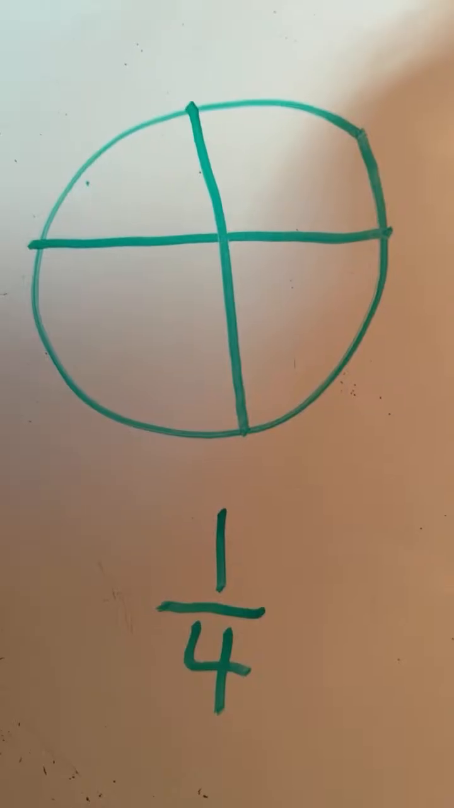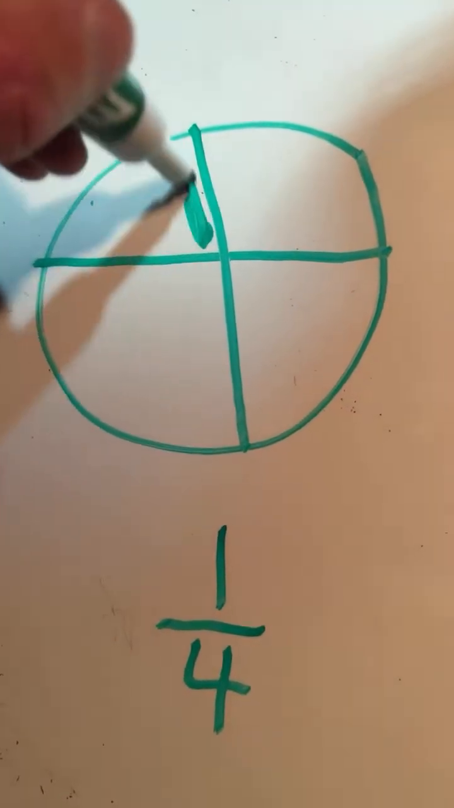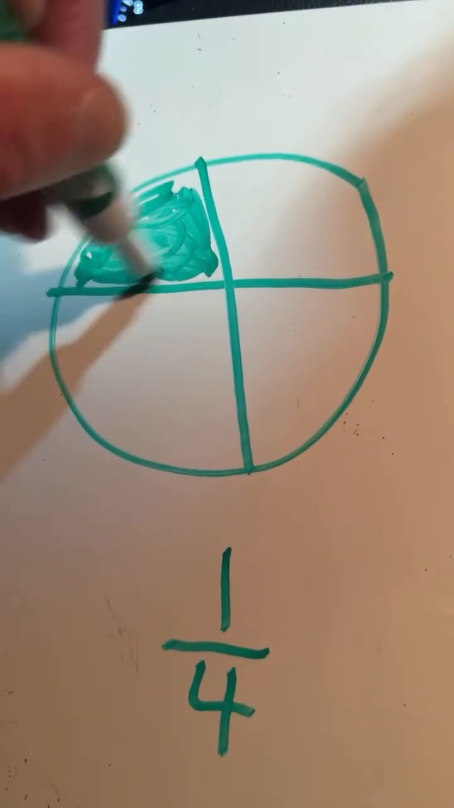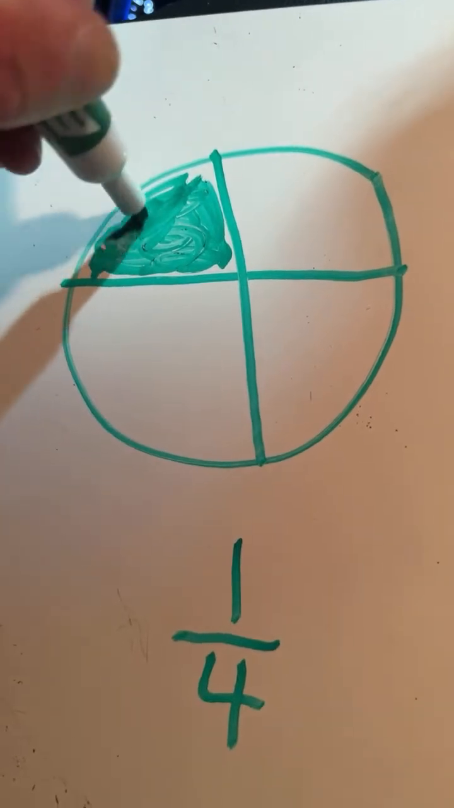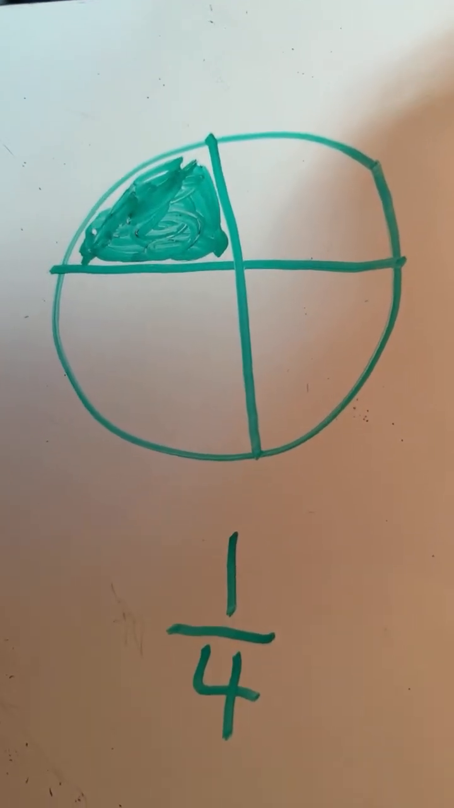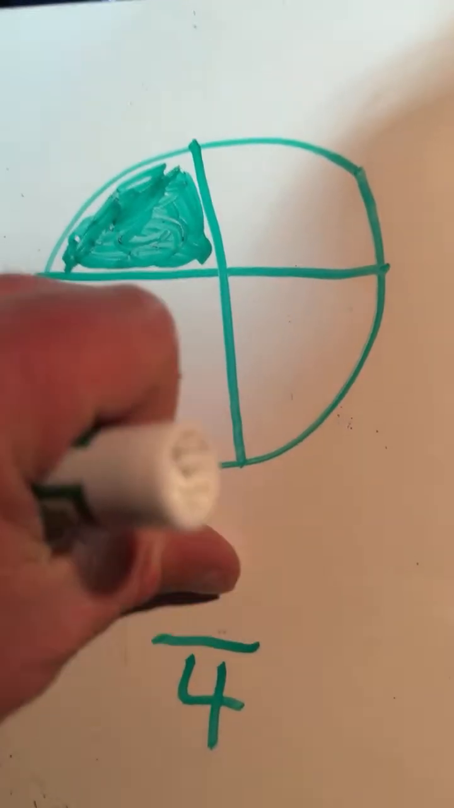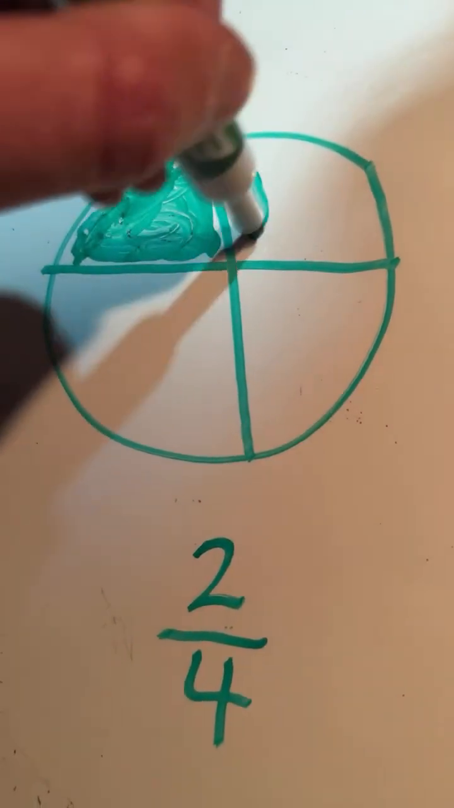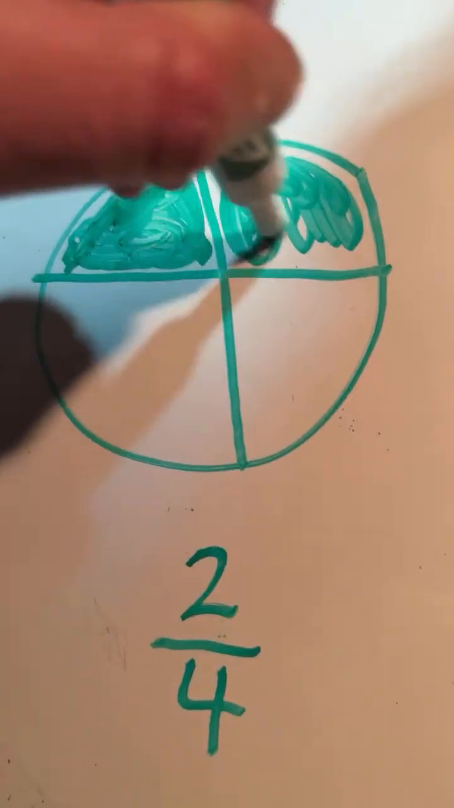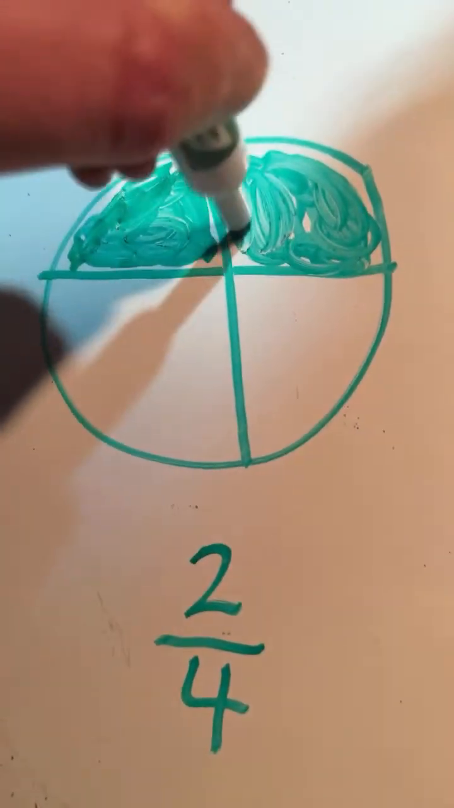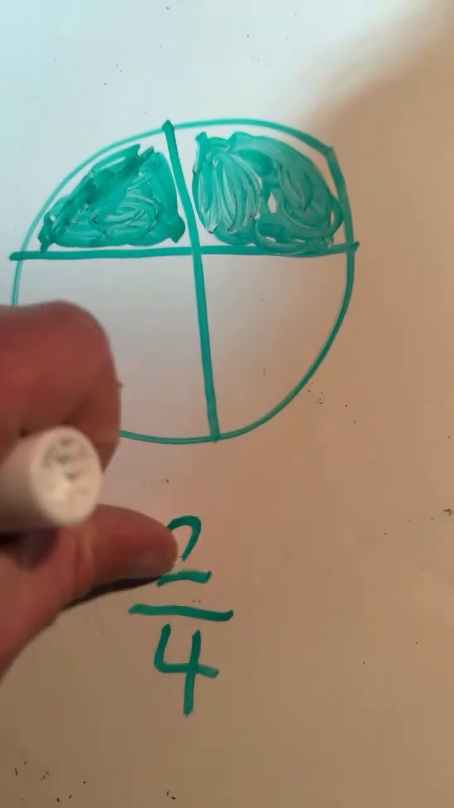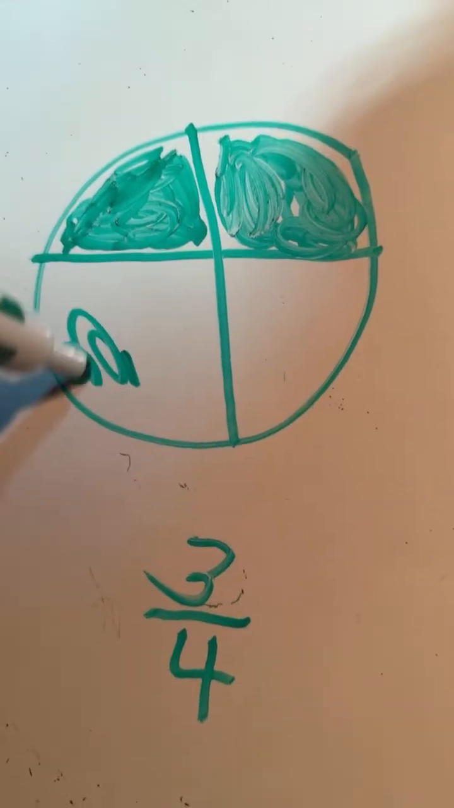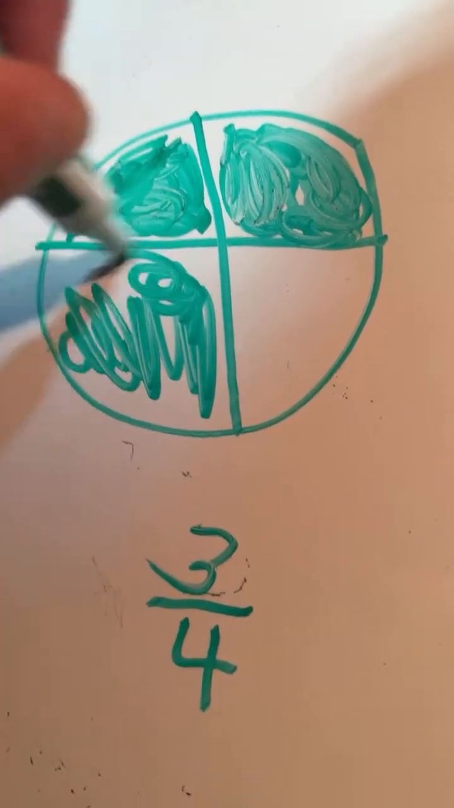So 1/4, that means we have 4 total parts. I have to shade in 1 out of those 4 parts. Now let's say I wanted to shade in 2 out of those 4 parts, 2/4. I would need to shade in a second. So this would be the fraction model representing 2/4. This would be the fraction model representing 3/4.